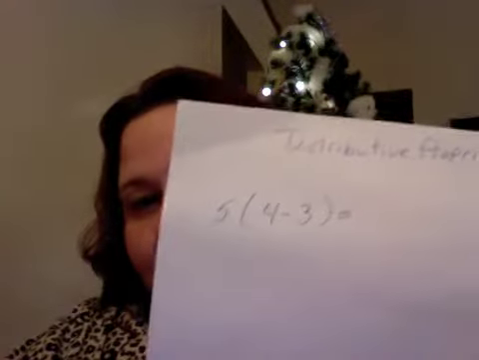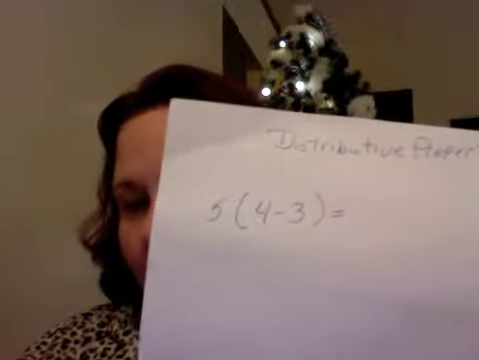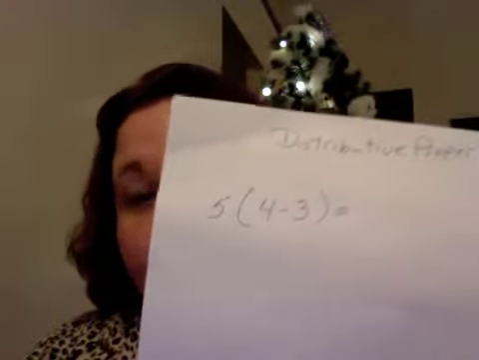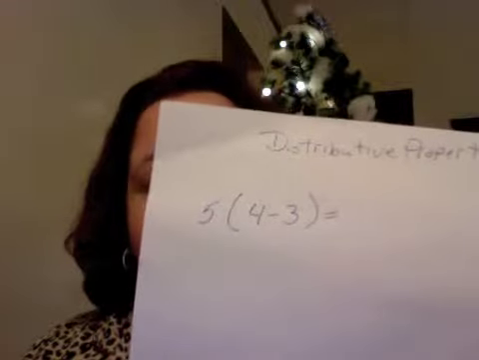So, you know through PEMDAS that should you ever be handed this problem, order of operations says you solve what's in the parentheses first, right? So you do 4 minus 3 first, and you wind up with 5 times 1, and that equals 5, and life is happy, and you're happy, and your teacher is happy, and moving right along.